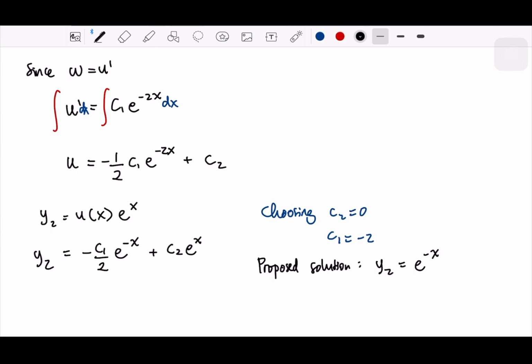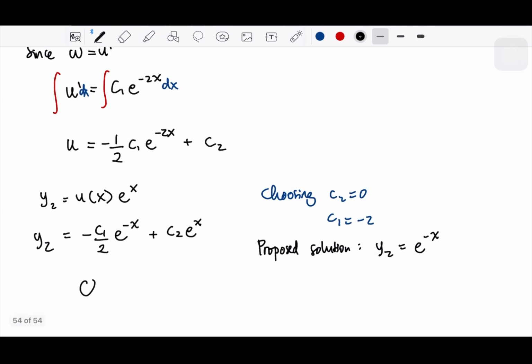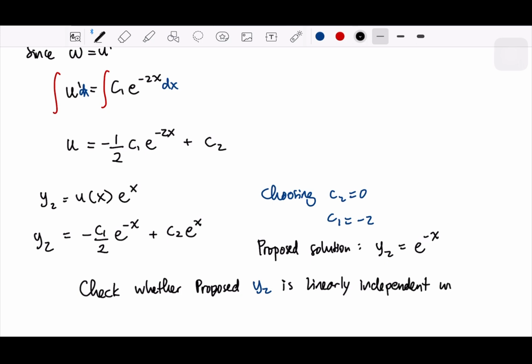But we are not done really yet, because the next thing is you need to also prove that this is the correct solution. How to prove that? We are going back to the linearly dependent, the Wronskian, and make sure that this is going to be linearly independent with the given y1. So check whether the proposed y2 is linearly independent with y1.